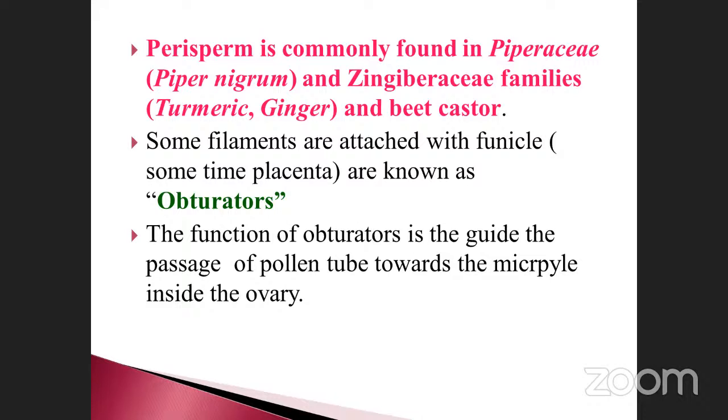With the funicle, that is called the obturator. This was also asked in 2020-21; just refer to the previous question paper and you can get the answers. The function of the obturator is to guide the passage of the pollen tube towards the micropyle inside the ovary. What is the main function of the obturator? It guides the pollen tubes towards the micropyle inside the ovary. This is very, very important.